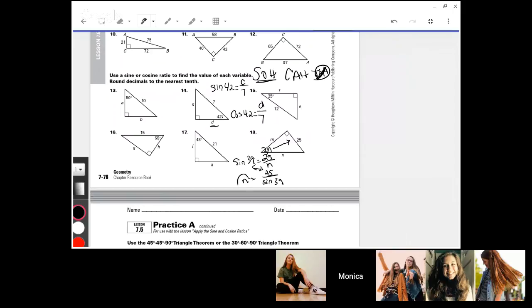And then whatever number you get for n, then you're going to be able to solve for m because you're going to have your hypotenuse. So then you could say the cosine of 39 equals your adjacent, which is m, over your hypotenuse, which comes from there. Does that make sense?